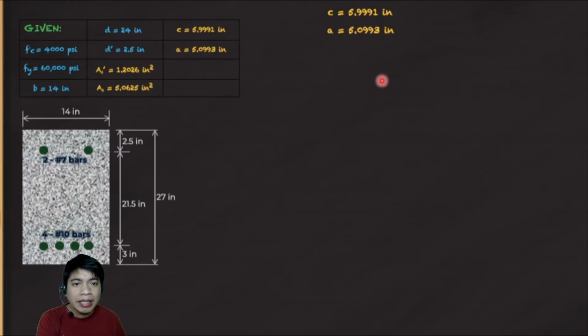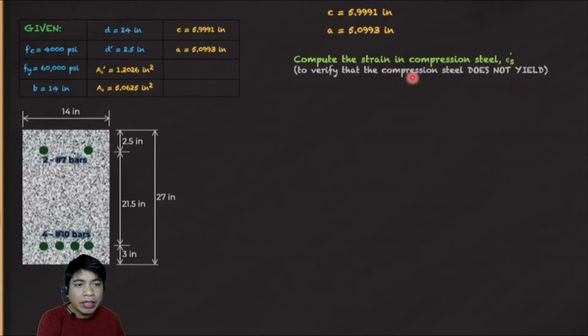So, ang gagawin natin is, kailangan natin i-compute ulit yung ating compression steel strain, para ma-verify natin na yung compression steel nga ay hindi mag-yield. Kasi alam naman natin na hindi siya mag-yield. Pero, para lang ma-sure tayo na walang mali sa ating computation, i-compute natin si compression steel strain.